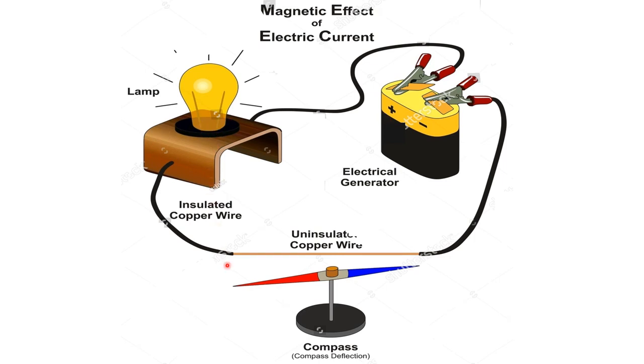The most important part is the insulated copper wire, which is a straight wire made up of copper. Just near to it, you all can see a compass is placed. One important point to note here is that the magnetic needle of the compass is at rest and we have placed the insulated copper wire parallel to it.